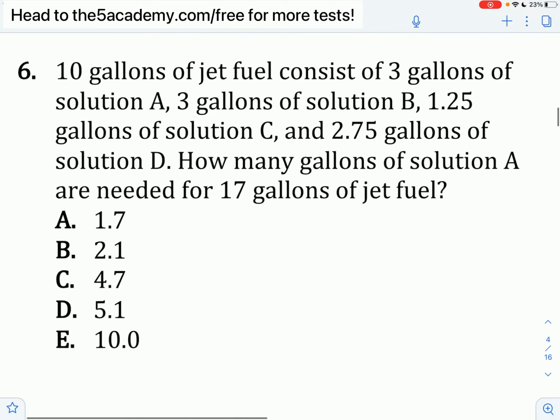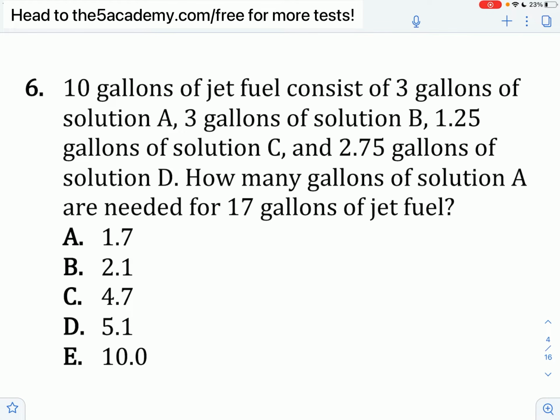Essentially, 10 gallons of jet fuel consist of 3 gallons of solution A, 3 gallons of solution B, 1.25 gallons of solution C, and 2.75 gallons of D. How many gallons of solution A are needed for 17 gallons of jet fuel?